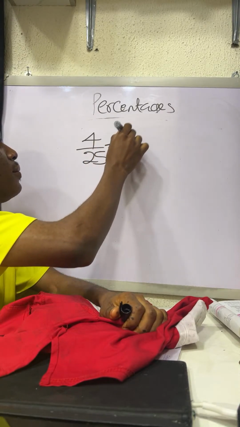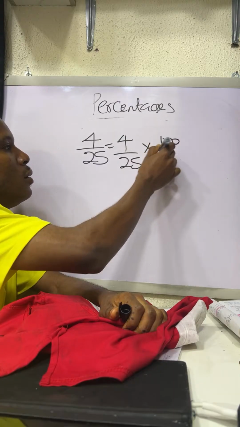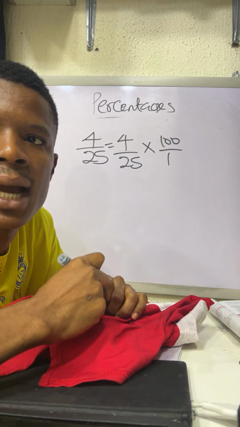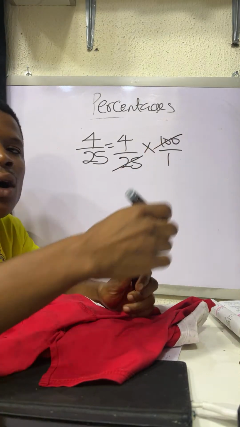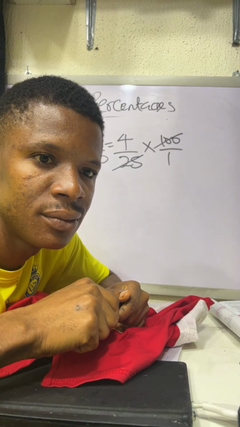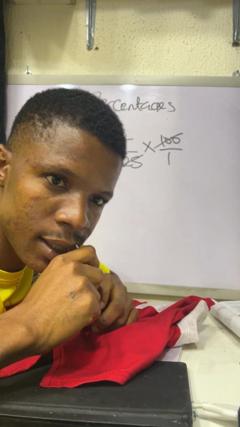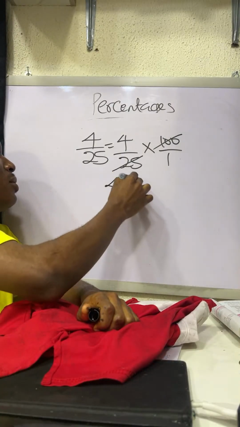Okay, what do we do when we are trying to do that? This is basically 4 over 25. You multiply by 100 over 1. So if you multiply it by 100 over 1, when you divide 100 by 25, what is it? 4. Correct, 4. So we have 4 times 4.